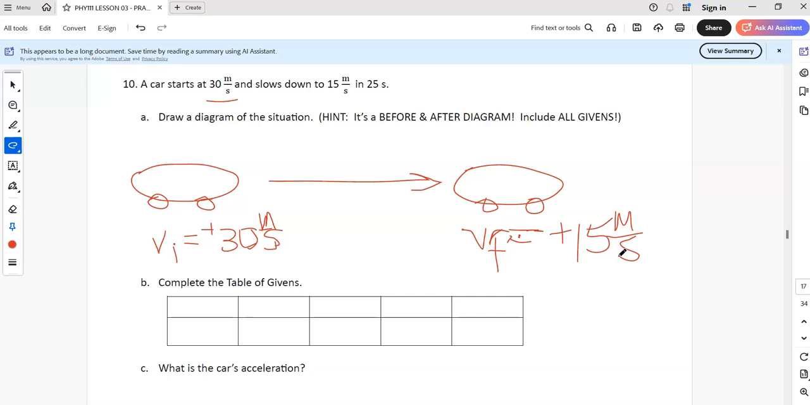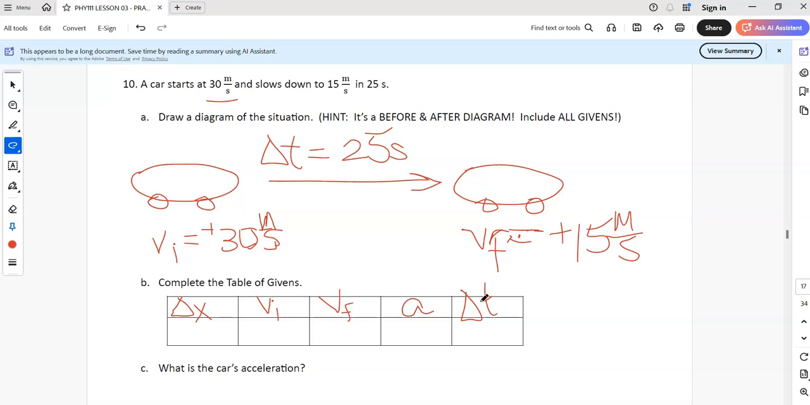And this whole transformation takes a total of 25 seconds. So that's our change in time. That's our time that this whole thing takes place. And we need to complete our table of givens. And you should remember the one box should be your displacement. This is horizontal displacement, so use delta x. We have 2 velocities, our initial and our final. And since the 2 velocities are different, that means there must have been an acceleration that took a certain amount of time. And there are 5.